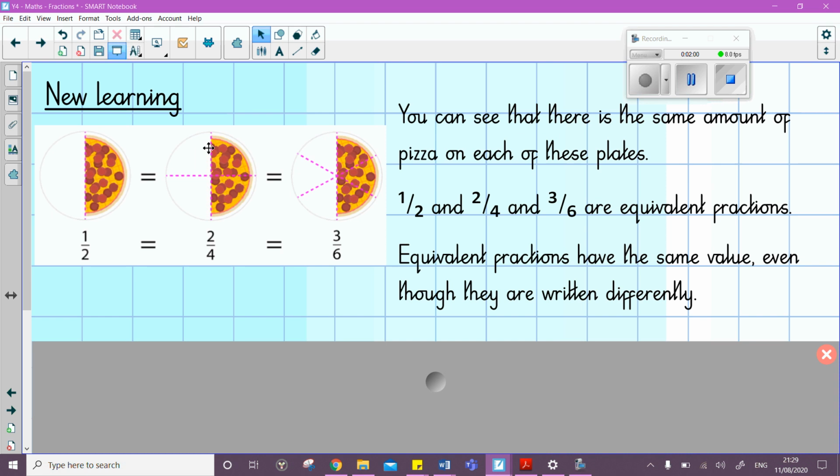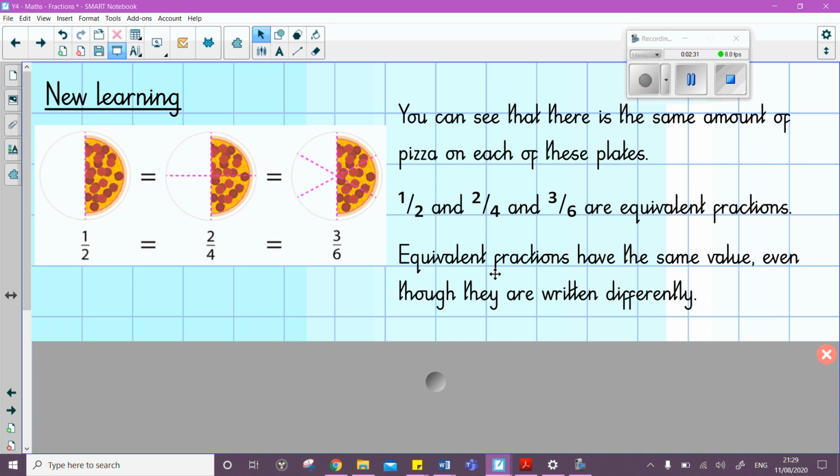This whole pizza has been split into 4 equal parts. It's been split into quarters, and there are 2 parts left, so there are 2 quarters. And again here, this whole pizza has been split into 1, 2, 3, 4, 5, 6 equal parts, and there are 3 slices out of the 6 left, so 3/6. But in the diagram you can see it is the exact same amount, okay?